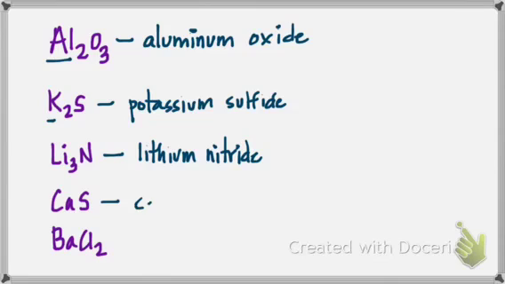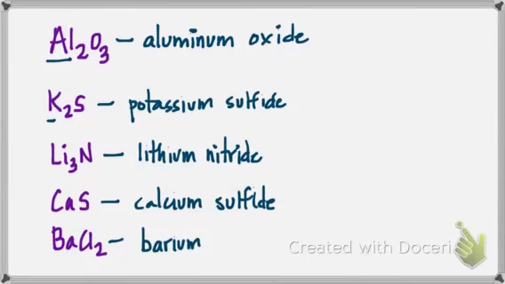And then we have calcium sulfide. Calcium is a group 2 metal. And last but not least, you've got barium, and barium is also a group 2 metal, so it's going to be barium chloride. And again, you're using the first element name unchanged. You're changing the ending of the second element to IDE there.